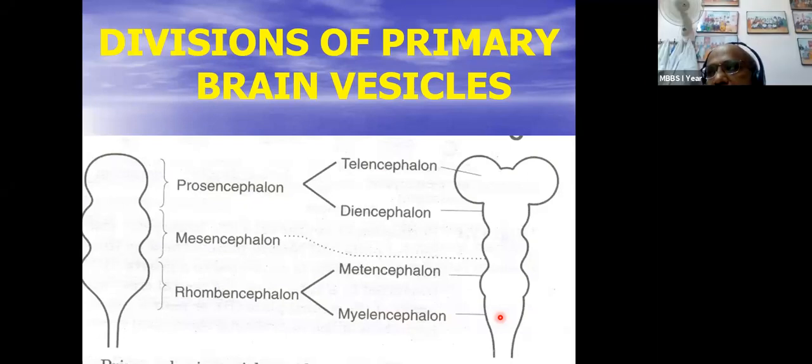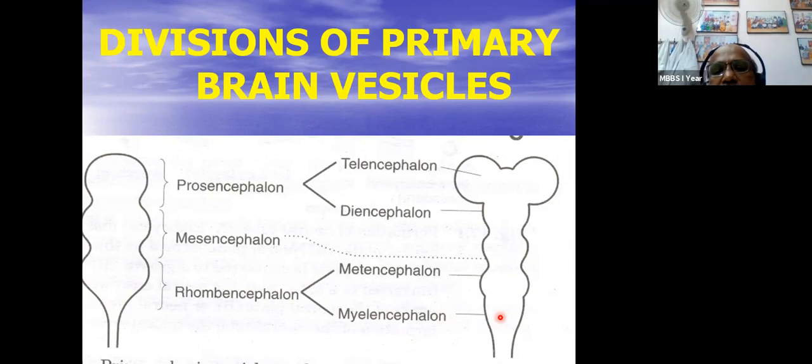Thalamus, hypothalamus, metathalamus, epithalamus. Just be familiar with the terminology. Later on, you will read about it. But in physiology, it is very important. You are going to read a lot about the central nervous system in physiology. So diencephalon, mainly thalamus and hypothalamus.